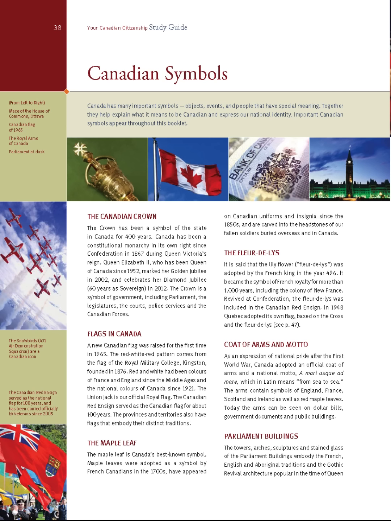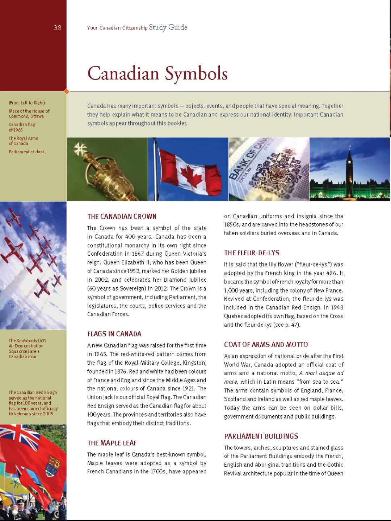The Canadian Red Ensign served as the national flag for 100 years and has been carried officially by veterans since 2005. Canadian symbols. Canada has many important symbols, objects, events, and people that have special meaning. Together they help explain what it means to be Canadian and express our national identity. Important Canadian symbols appear throughout this booklet.